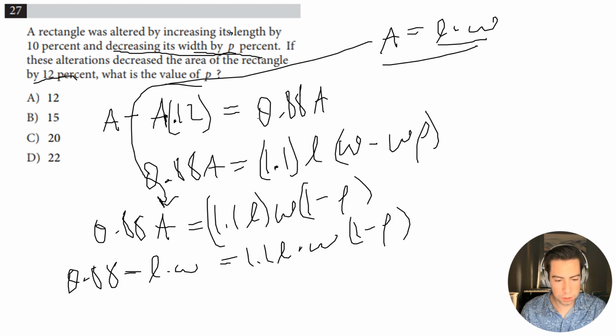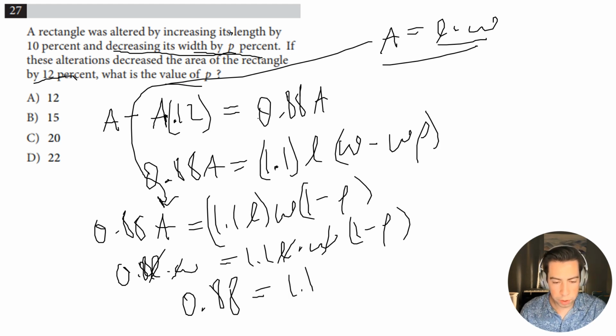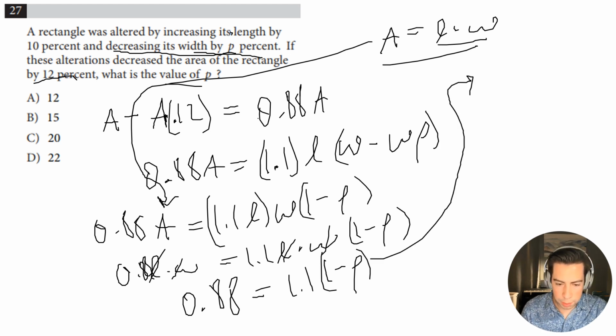And hang on, sorry, this shouldn't be an equal sign. This should just be a multiplication here. So it'll be 0.88. These are going to cancel and these are going to cancel, and I'm left with 0.88 equals 1.1 multiplied by 1 minus p. So when I multiply this out here, I'm going to get 0.88 equals 1.1 minus 1.1p.